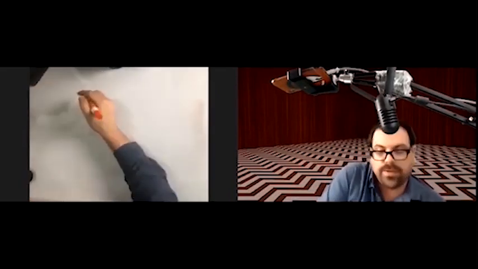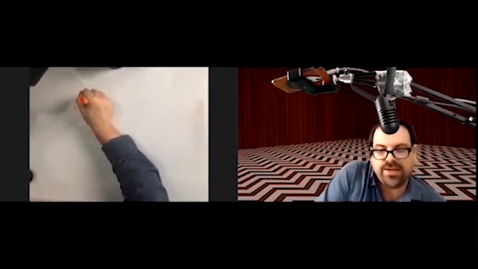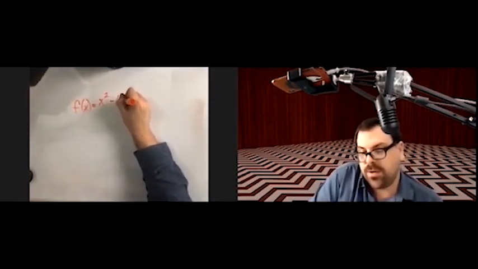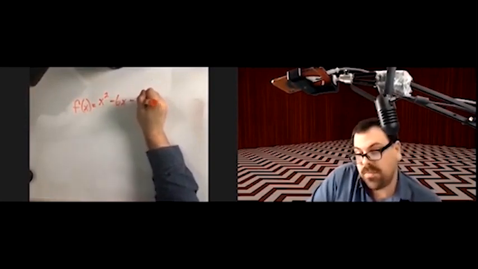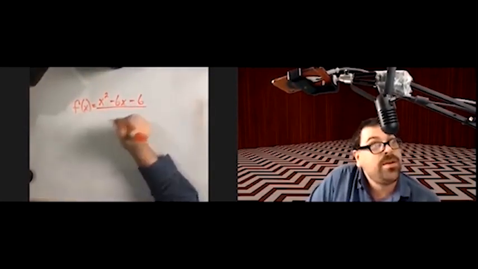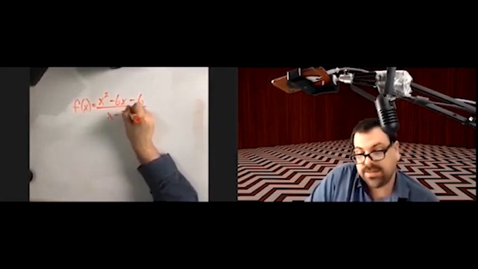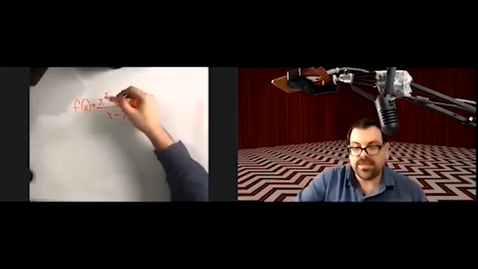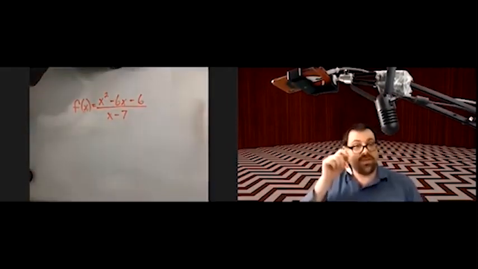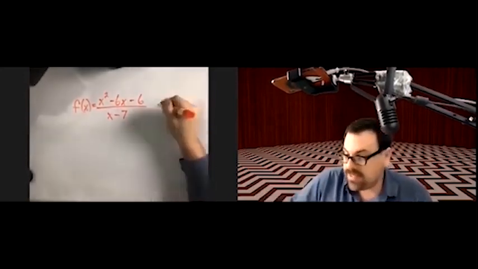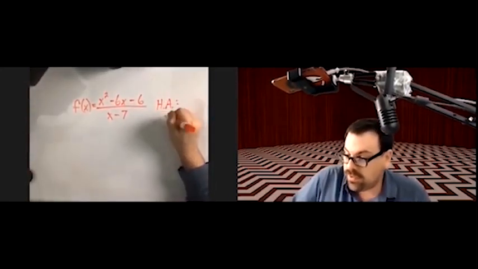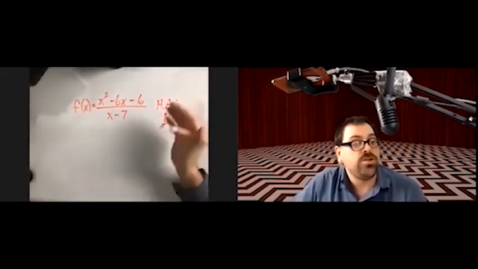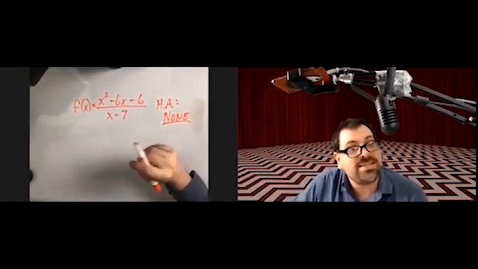If we have f of x equals x squared minus 6x minus 6 all over x minus 7, we see that the degree of the top is greater than the degree of the bottom. That means horizontal asymptote, there is none. There's no horizontal asymptote because we have a slant asymptote.